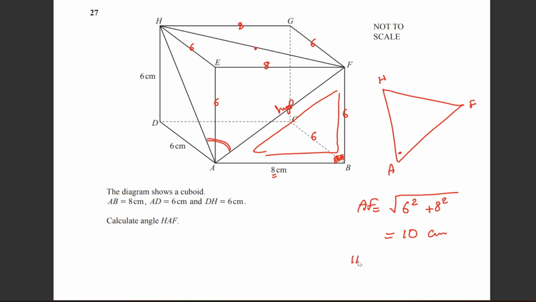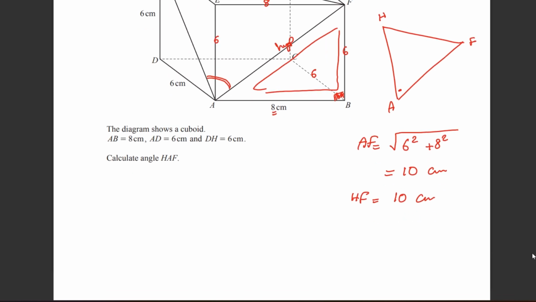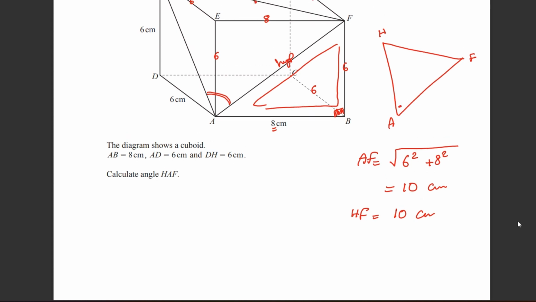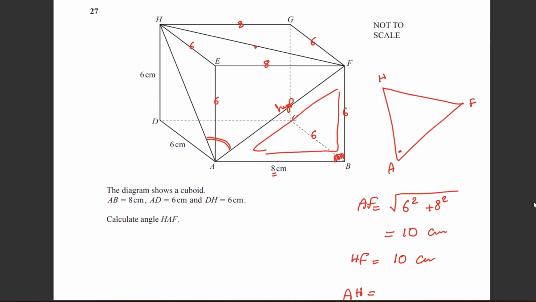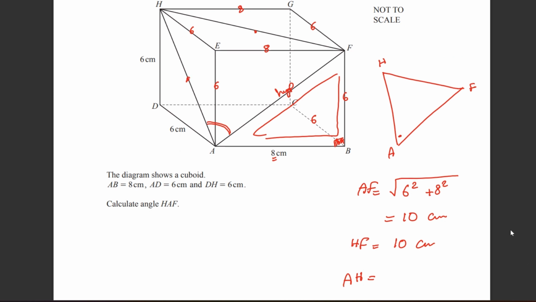Good job. For the last one, which is AH, let's put it in a triangle and see if it is hypotenuse or leg. Here AH is the hypotenuse, so I will put the root. Where are the two legs? 6 and 6. So 6 squared plus 6 squared, and do it on the calculator. Yes, like this. It will be what?